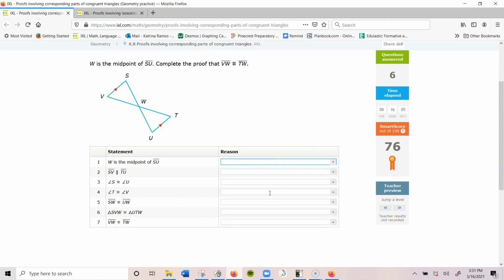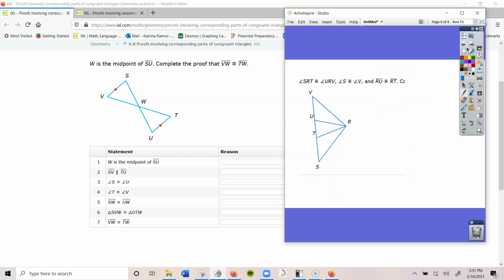Okay, we'll do this last one since this is all having to fill in. So let me go ahead and copy this diagram. Pretty sure we'll need it this time.